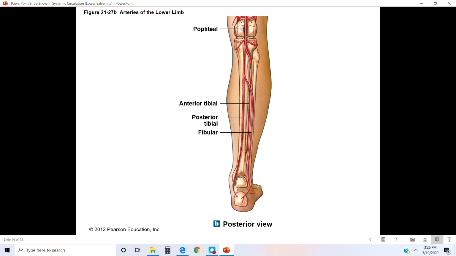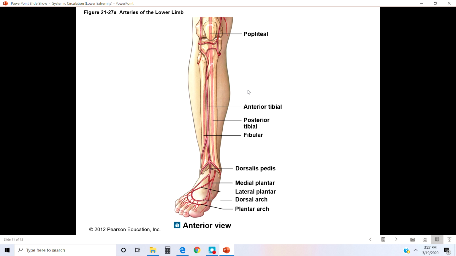Okay, so one more time over here, popliteal. It's now going to divide into two arteries. One, two. Number one is the anterior tibial artery, which goes into the anterior compartment. Number two is the posterior tibial artery, which goes into the posterior compartment. And then along the way, the posterior tibial will give rise to the fibular artery, which goes into the lateral compartment.